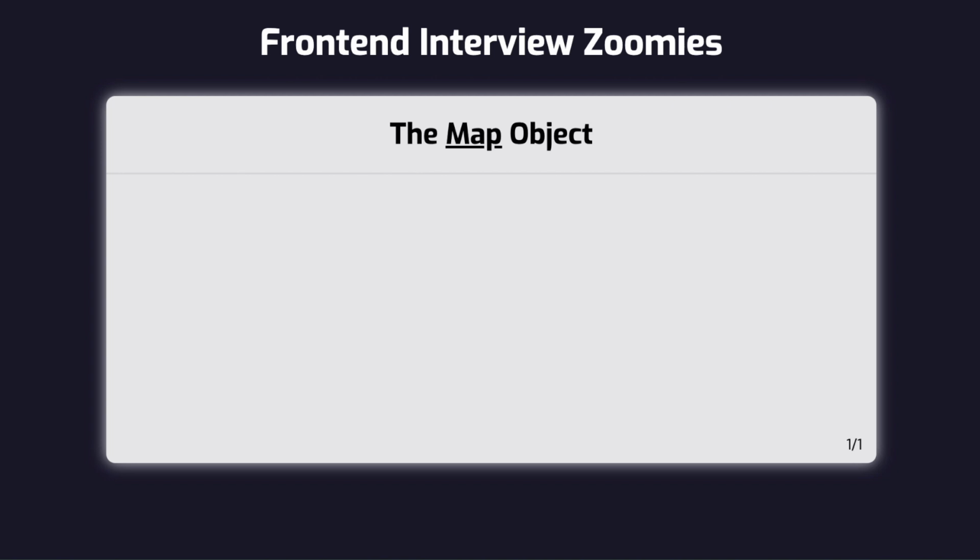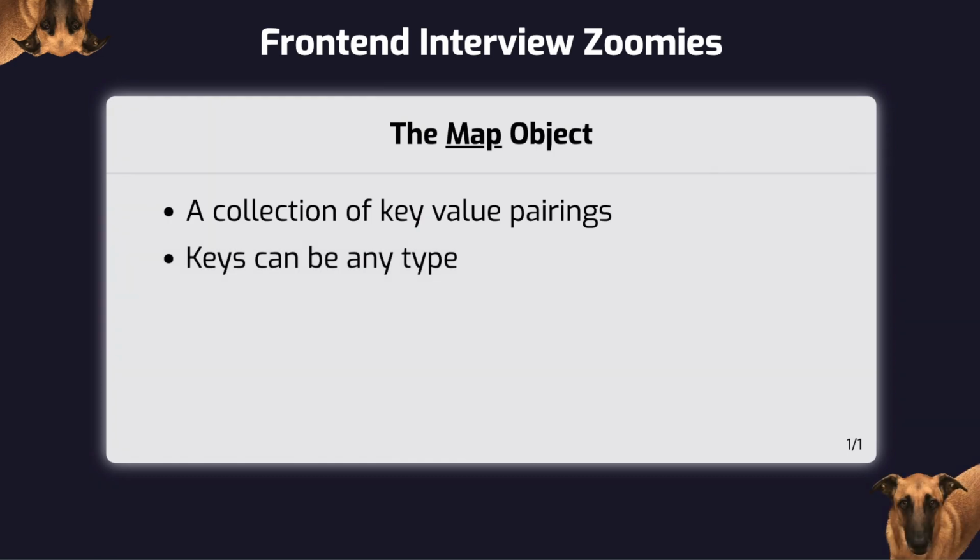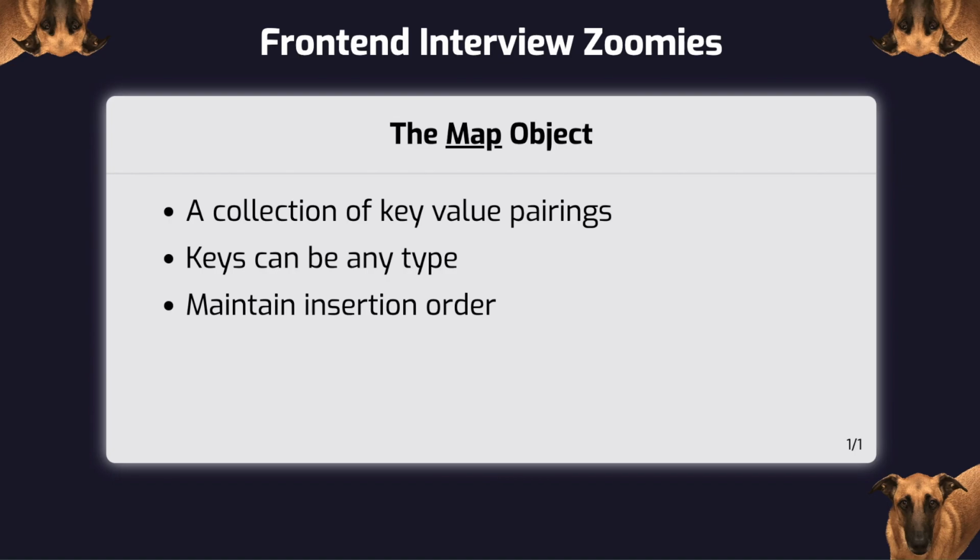Hello and welcome. Today we're going to take a look at the map object in JavaScript. So what is it? Well, the map object was introduced in ES6 and is similar to plain objects in that they are collections of key value pairings, but they allow for keys to be of any type and maintain the order of insertion.